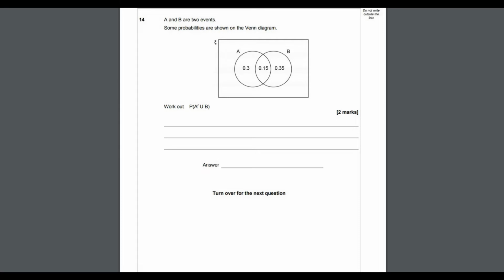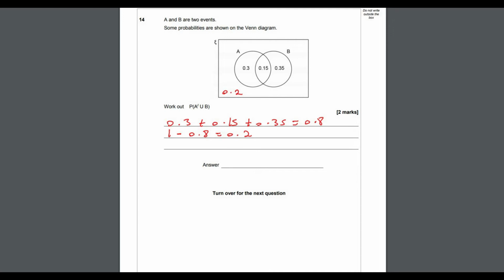So to do this, all we need to do is add all the probabilities that we have at the moment. So 0.3 plus 0.15 plus 0.35, which gives you 0.8. And probabilities are out of 1. So you'll do 1 take away 0.8, which gives you 0.2. And that gives you the probability of it not being A or B, like not being part of the Venn diagram. So 0.2 goes out here in the rectangle.